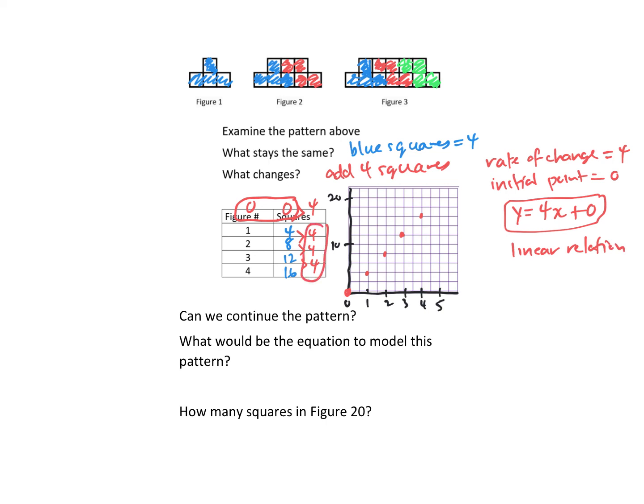Can we continue the pattern? Yes, we can, and we did. What was the equation? It was 4x plus 0. How many squares in figure 20? So now we can just do 4 squares 20 times, starting at 0, would be 80 squares. So once we have that pattern, we can determine any figure number.